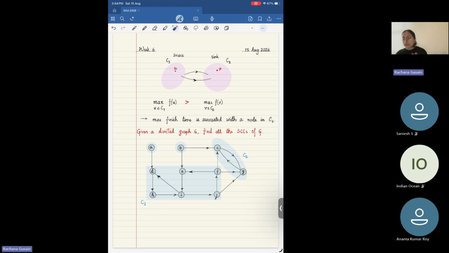Okay. So once you identify the strongly connected components, you will see that if you take any two strongly connected components and there are edges between them, they all must be in the same direction. So the moment you see two edges going in different directions, it means you haven't identified the components correctly.